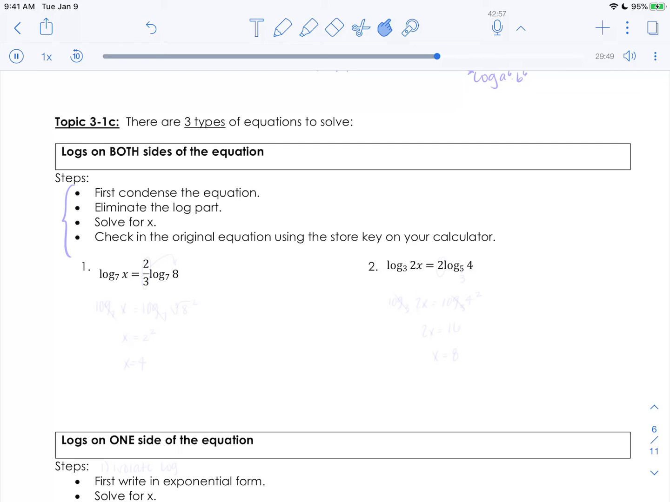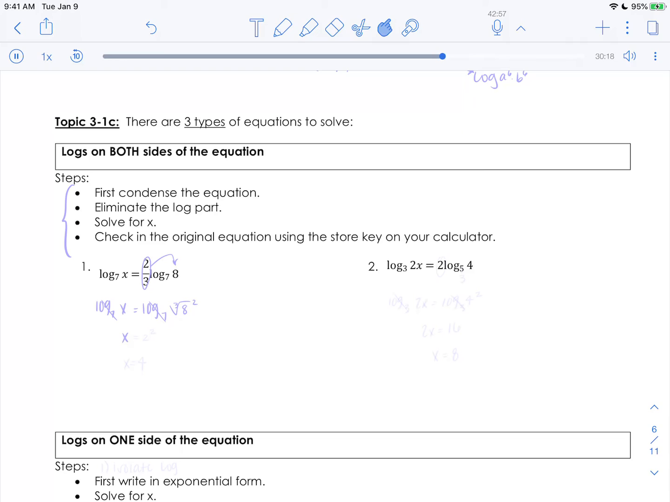The first one is we need to condense. We want everything cleaned up as best as we can. So we need to move this 2/3 as an exponent, right? So this will become log base 7 of x equals log base 7 of the cube root of 8 squared. Next step, eliminate the log part. Since these are both log base 7, we can just cross them out.